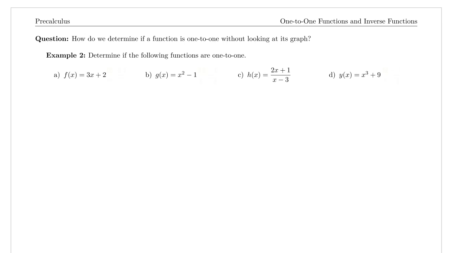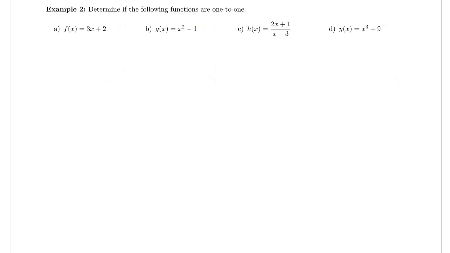Example 2 says determine if the following functions are one-to-one. In part A, we have the linear function f of x is equal to 3x plus 2. So here's what I'm going to do for part A. I'm going to say basically suppose f of x1 is equal to f of x2. And what we're going to show is that this is only possible if x1 and x2 are equal to each other. So let's go ahead and evaluate f of x1.